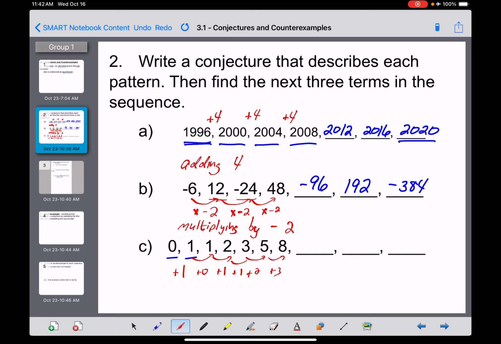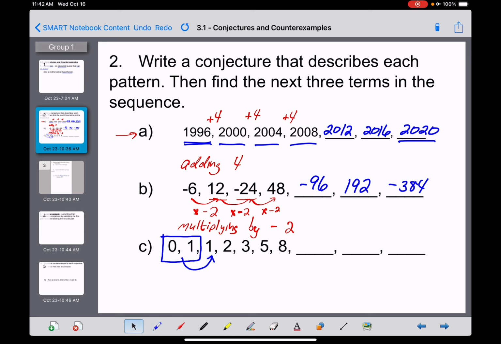This does not look like a simple repeated addition pattern like we had up here in example A. And it's not a multiplication pattern either, because there's no way to get from 0 to 1 using multiplication. The key to this pattern, guys, this is something famous in mathematics, I'll tell you the name of it in a second, is that the first two terms have to be given to you. And then if you add those two terms together, that gets you the third term.